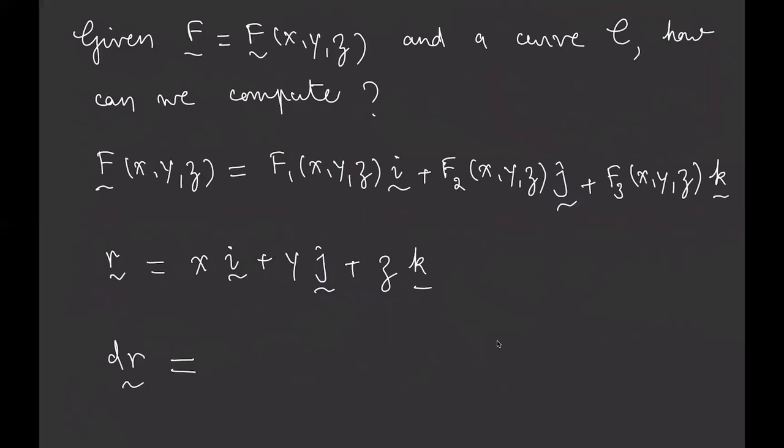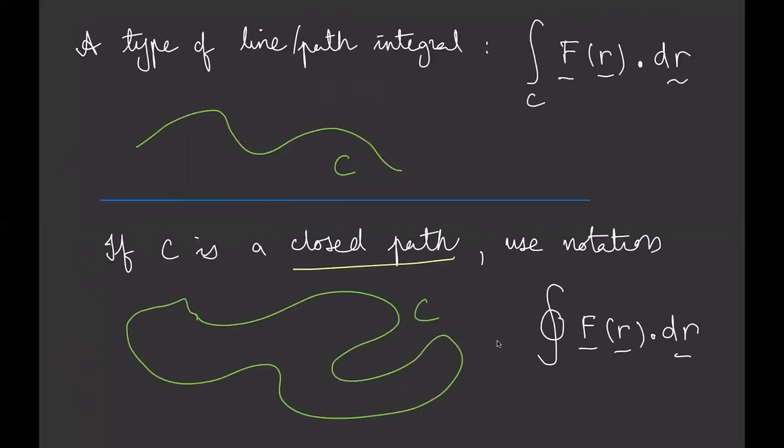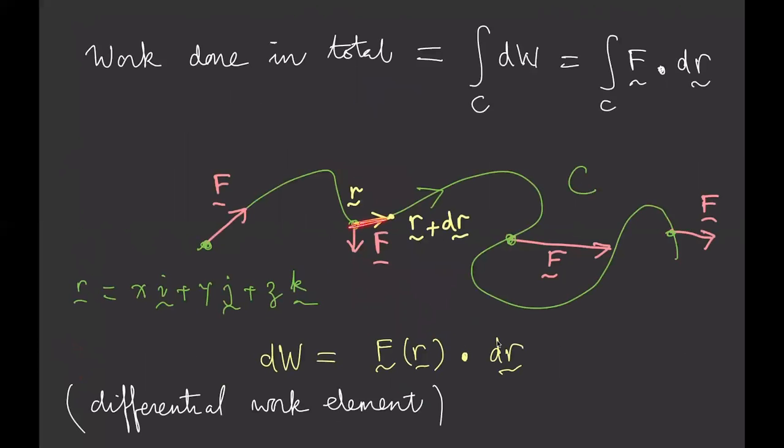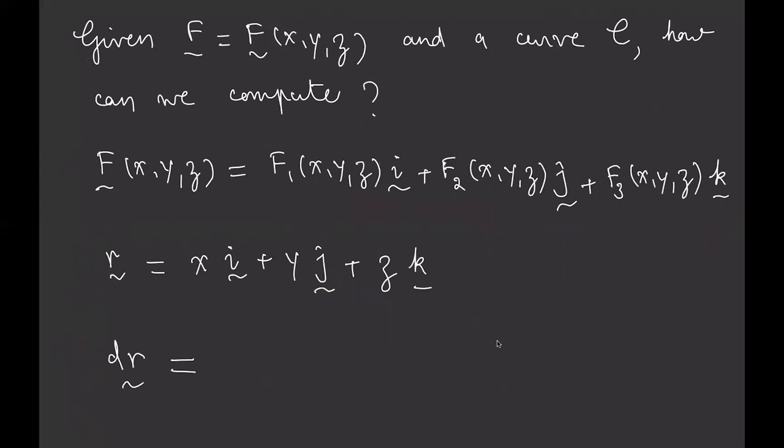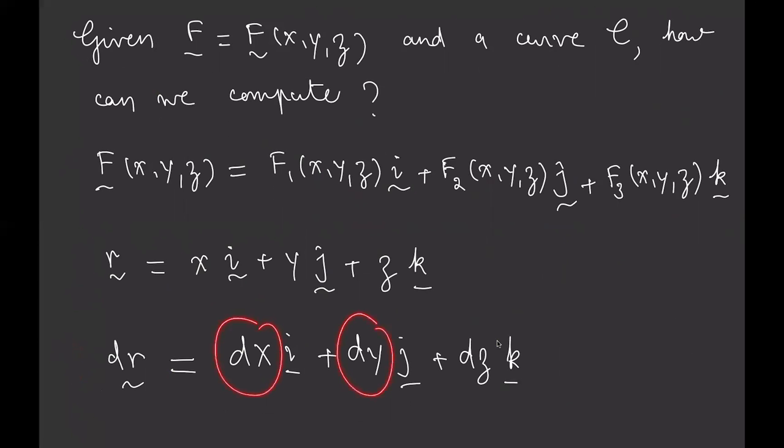So here's my F. That's r, that's not dr. I need to figure out what dr is. So what's my dr going to be? Well, dr is a small line segment that you go along. The line segment is going to have a component in the x direction, y direction, and z direction. So basically, I can write this as dx in the i direction plus dy in the j direction plus dz in the k direction. So this is how a general dr is going to look, and these correspond to the infinitesimal displacements in each of the x, y, and z directions.